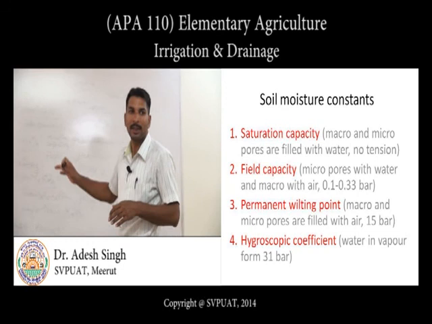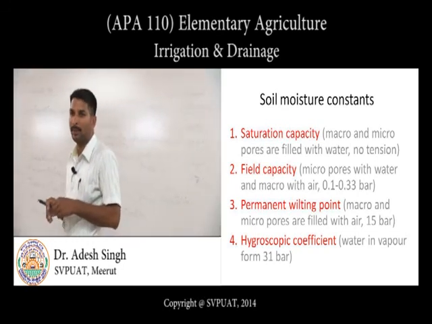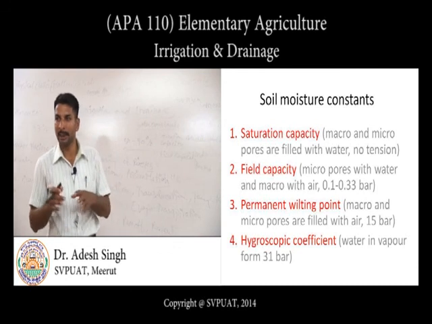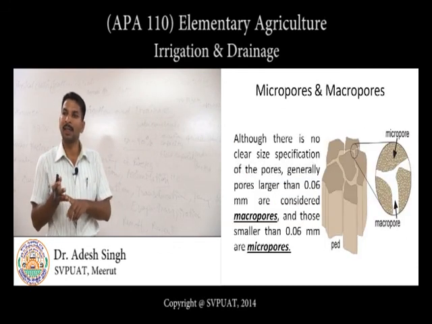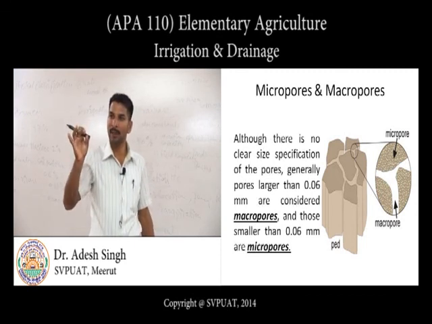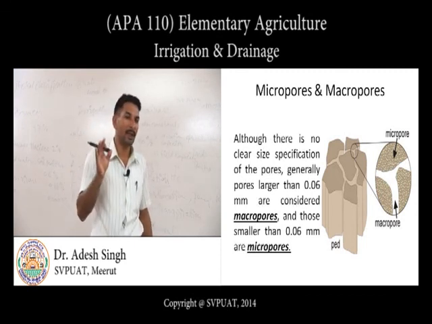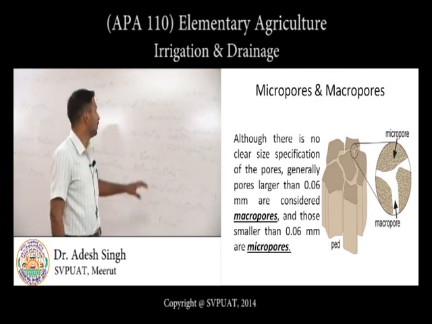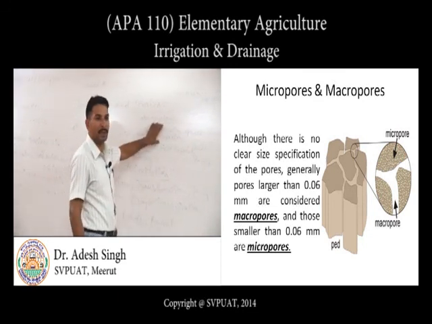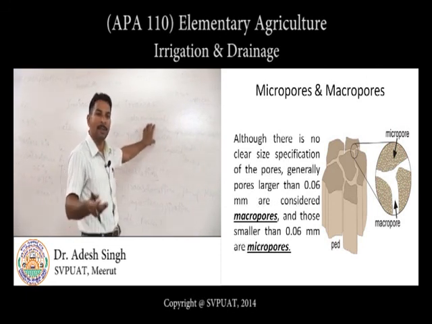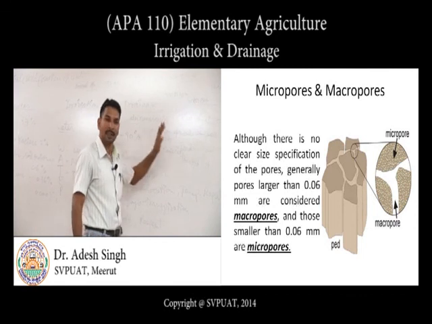One is the saturation capacity. Saturation capacity means, you all know, there are 2 kinds of pores present in the soil. One is the macropores, another is the micropores. Macropores have a diameter more than 0.06 millimeter. Clear? And micropores are less than 0.06. When all the pores are filled with water, this is known as the maximum water holding capacity, or you can say the saturation capacity.